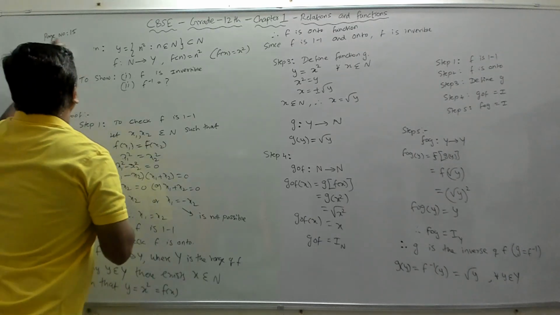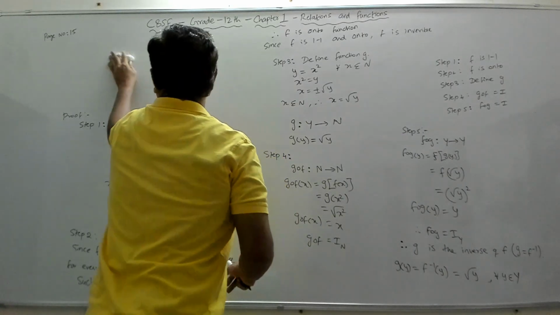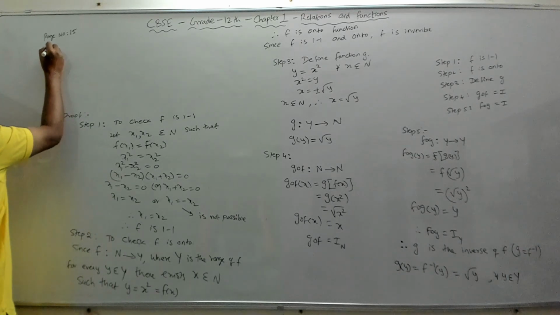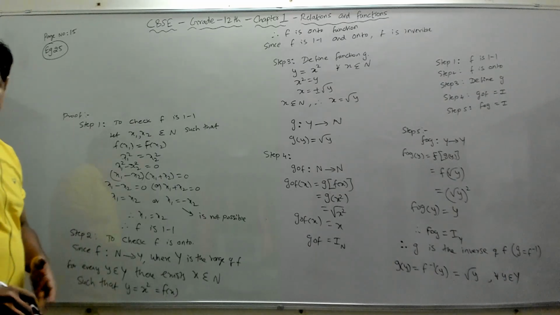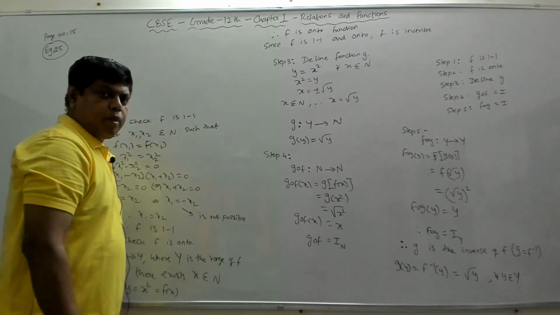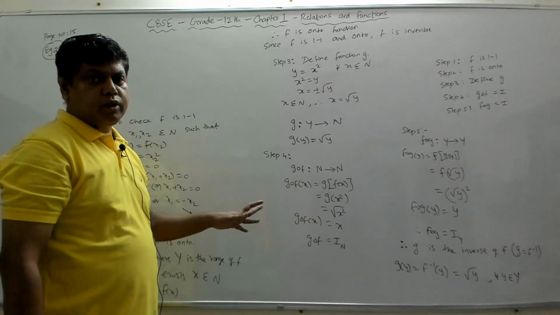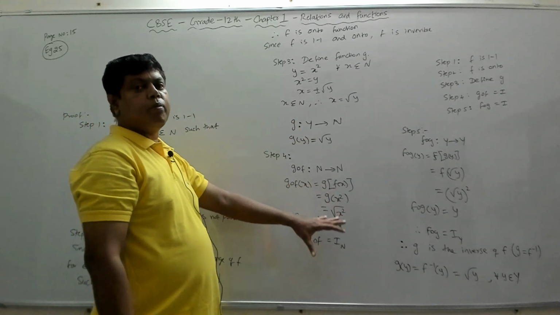Let me erase this. Now example 25. See, in the book they have given it very short because they have not given a detailed explanation. They have used some of the properties to prove that. Here we are not using the properties, we are even proving those properties.